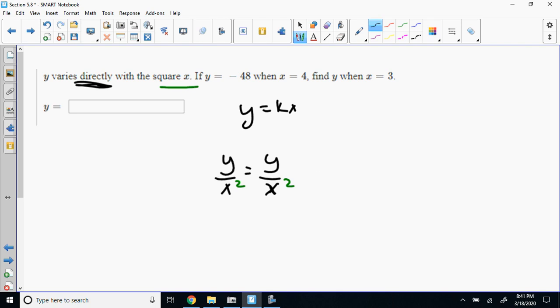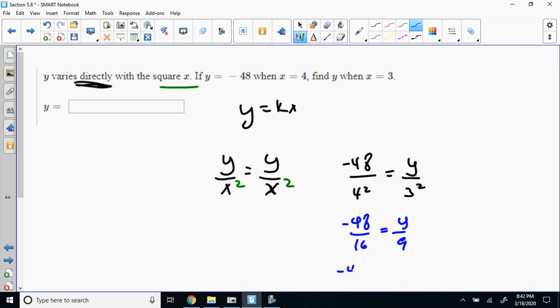So negative 48 over 4 squared equals y over 3 squared. Well, what that's going to give us is negative 48 over 16 equals y over 9. And then negative 48 times 9, if you cross multiply, is negative 432 equals 16y. And then, of course, divide by 16.